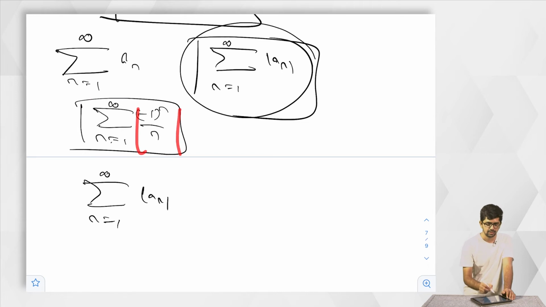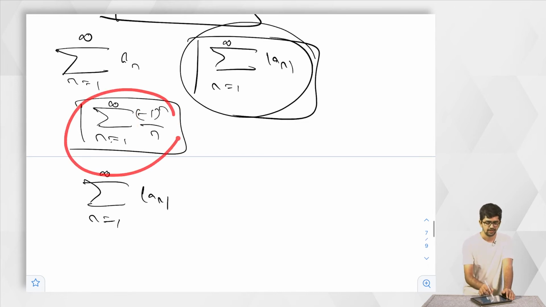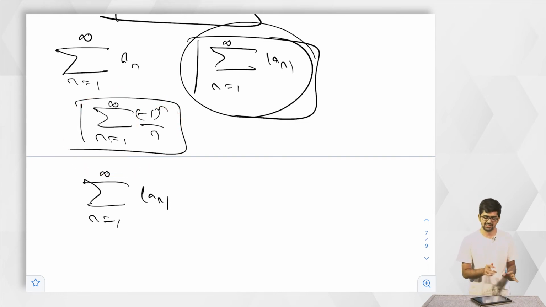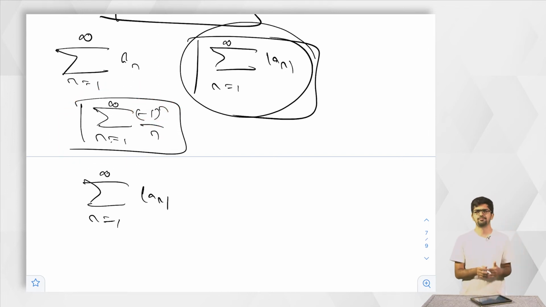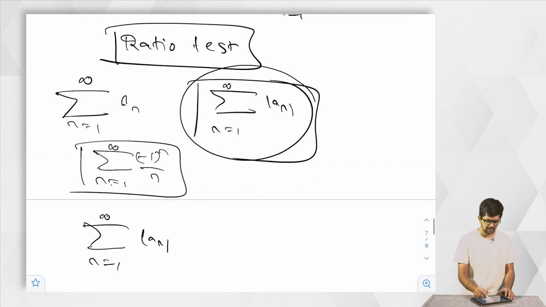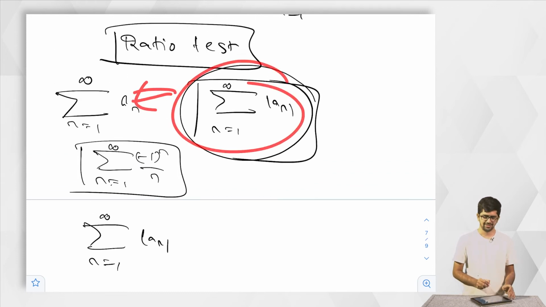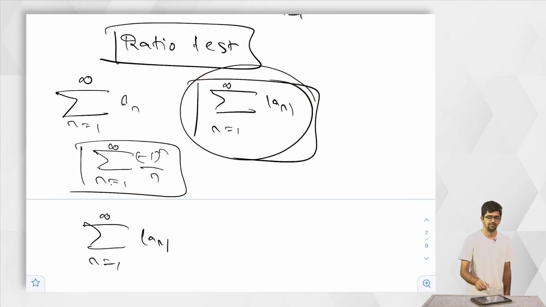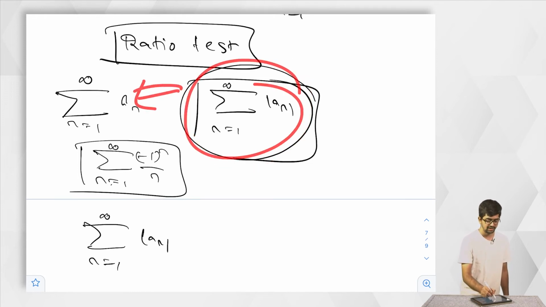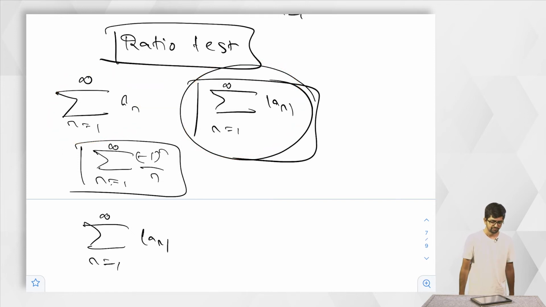What is the modulus of this? Just 1 by n. The series with 1 by n does not converge, but the series with minus 1 power n converges. So this test is useful only when we get some positive result here. If this is convergent, one can conclude that the series is convergent. That is the idea. So this is called the ratio test.